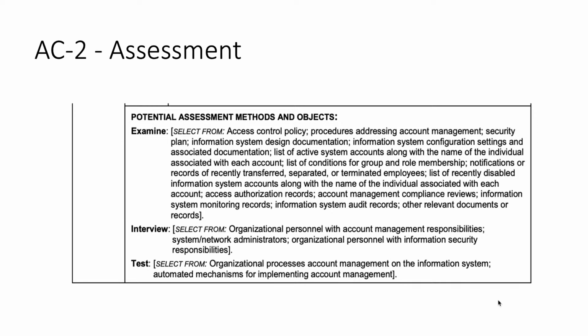And if I look at the records of when accounts were disabled or terminated, and I see that an employee was terminated a month ago, but you didn't disable that account until right before the assessment, that's an issue too. So there's a lot of things we have to look at. There's a lot of documentation to look at. And of course, the last one there, other relevant documents or records. So as an assessor, we can ask for all these things, right? And the system owner, the organization, should provide them to the assessor.